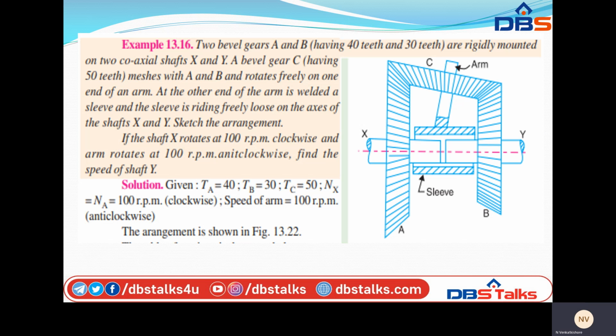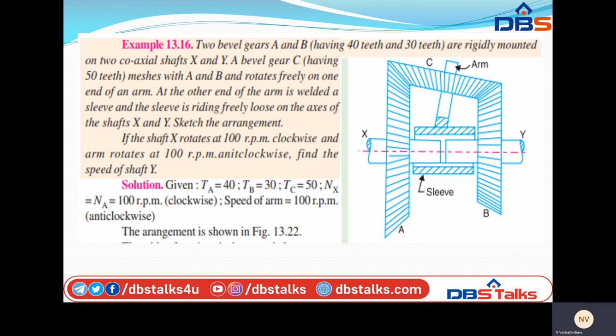Then let us solve the problem. Two bevel gears A and B having 40 teeth and 30 teeth are rigidly mounted on the coaxial shafts, which are X and Y.